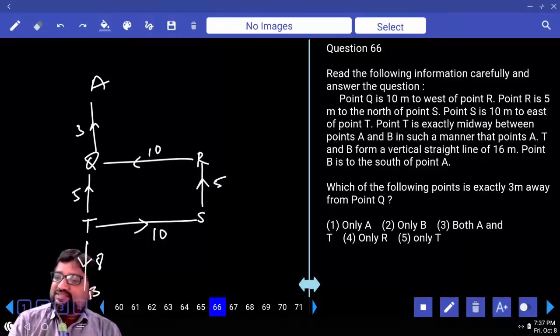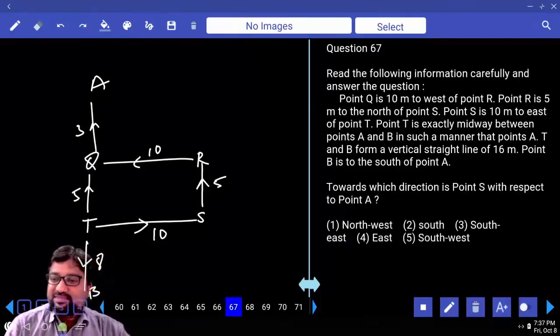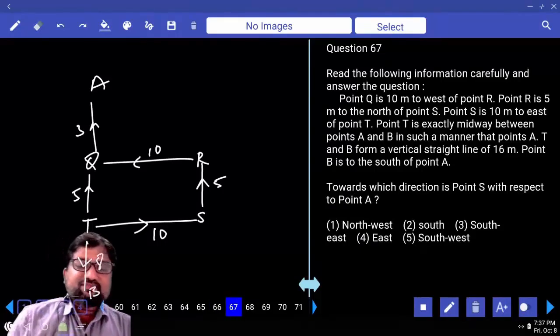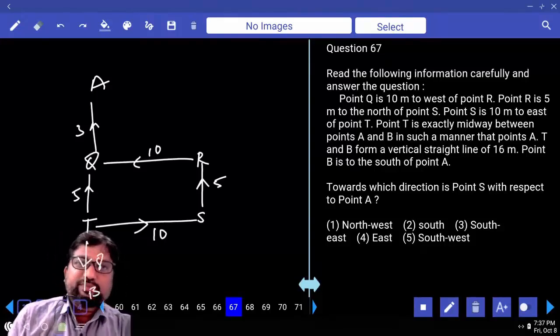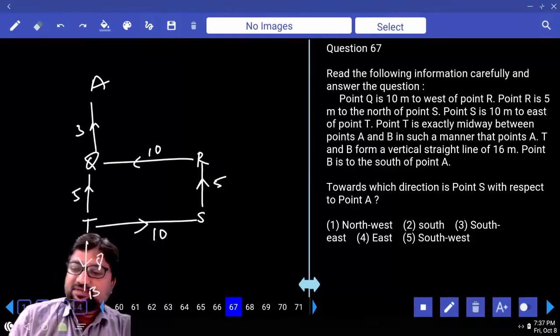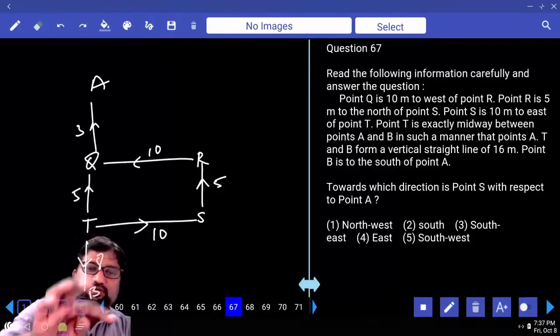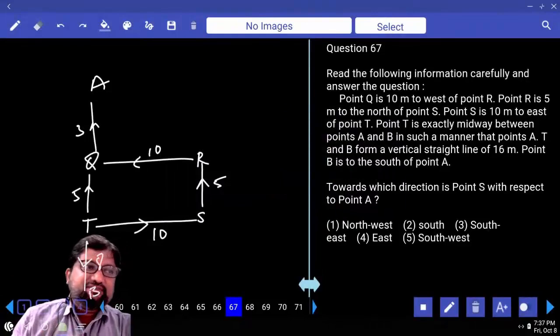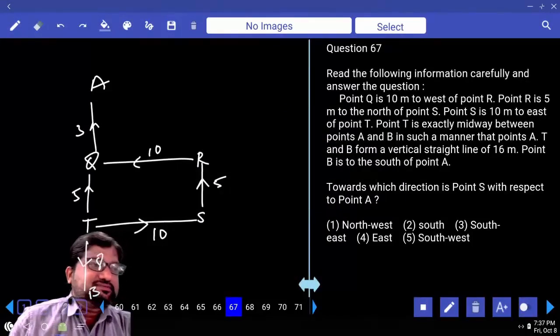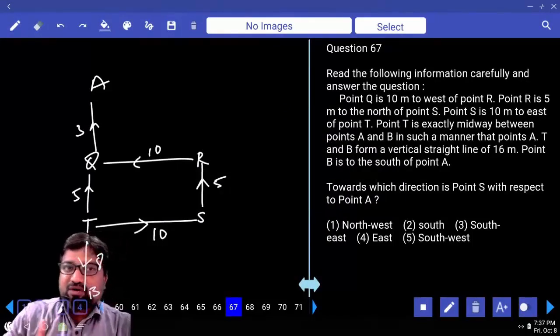Which of the following points is exactly 3 meters away from Q? Exactly 3 meters away from Q is A. Towards which direction is point S with respect to A? Please remember one thing: point S with respect to A. Do you go down from A, or up? Are you going towards down or towards the top direction of A?